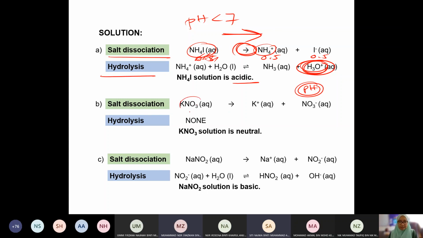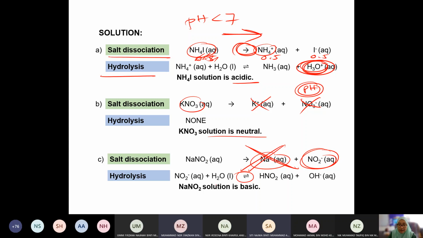Okay, KNO3 just now. It will undergo dissociation, but both ions will not hydrolyze in water. So the solution is neutral, and the pH is basically the pH of the water. Alright, C. Salt dissociation producing the ions. This one will not be hydrolyzed. This is the one that will hydrolyze in water. Don't forget the reversible arrow.